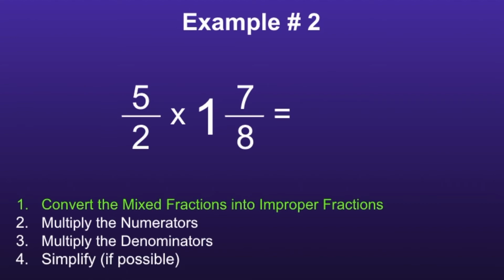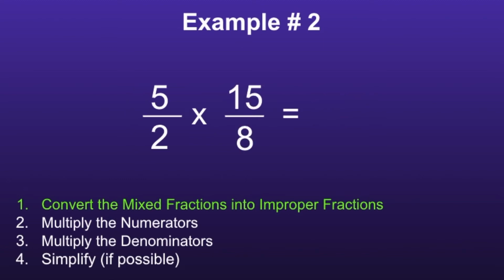Let's do those same steps to the fraction 1 7/8. 1 times 8 is equal to 8. Plus the numerator of 7, 8 plus 7 is equal to 15. So 1 7/8 can be converted to 15/8 as an improper fraction.